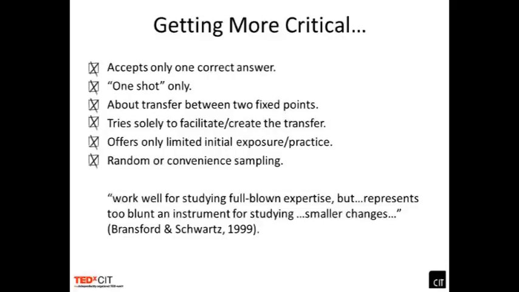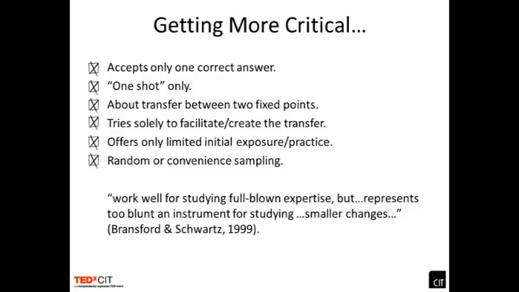So let's get a bit more critical about this research tradition. First of all, they typically only accept one correct answer. If you approximate the answer, that's wrong. You only get one shot. You only get one go. It's also about transfer between two fixed points. So they try to bring everything under experimental control, if you like, the thing they want you to transfer and the thing they want you to transfer to.